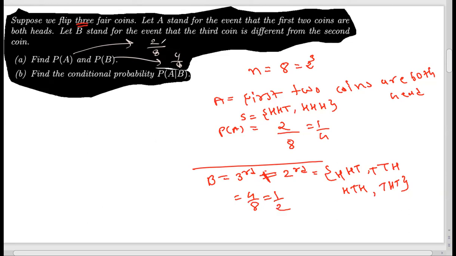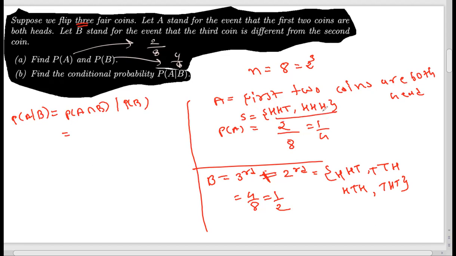This is P of A, 2 by 8. P of B is 4 by 8. Okay, now what's the P of A given B? So it is P of A intersection B divided by P of B. What's the P of A intersection B? P of A intersection B is when the first two coins are both heads.